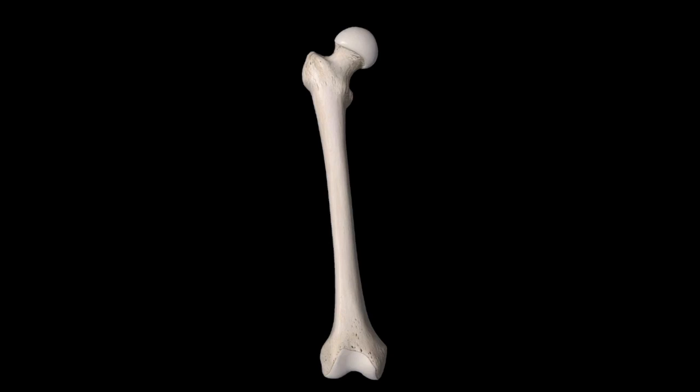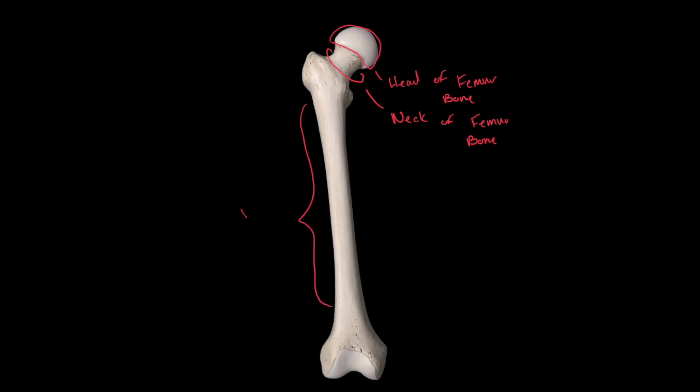Starting with the femur bone right here, this is the head of the femur bone, which is located at the proximal epiphysis of this bone. This narrowing right here is the neck of the femur bone. And obviously this shaft right here is the body of the femur bone.